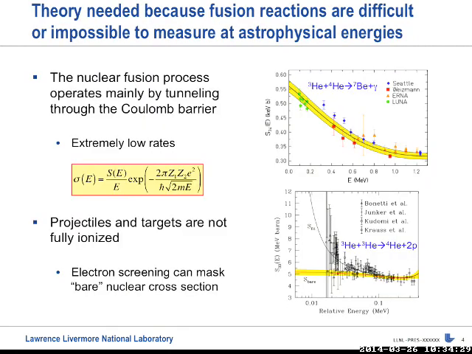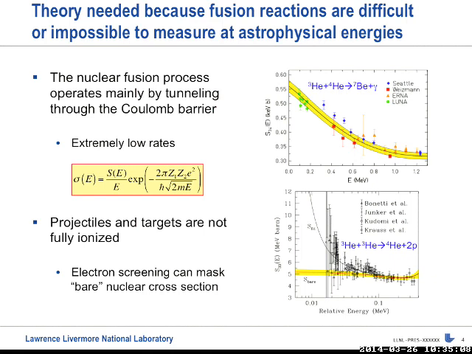So why do we need such a fundamental theory? Well, the thing is that fusion reactions are difficult and sometimes impossible to measure at the low astrophysical energies of interest. And there are two main reasons for this. First of all, the fusion process operates mainly by tunneling through the Coulomb barrier, because the two nuclei are positively charged, which means that the rates drop almost exponentially while going towards the low energy region of interest, which means low rates and then, of course, difficulties in measuring these.